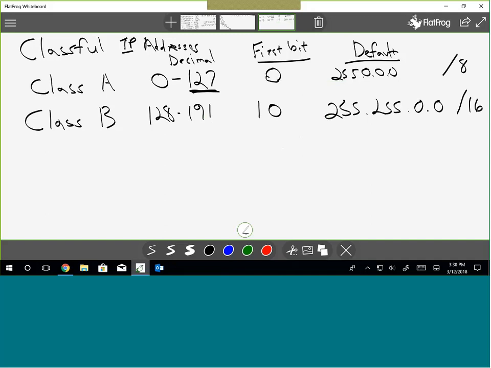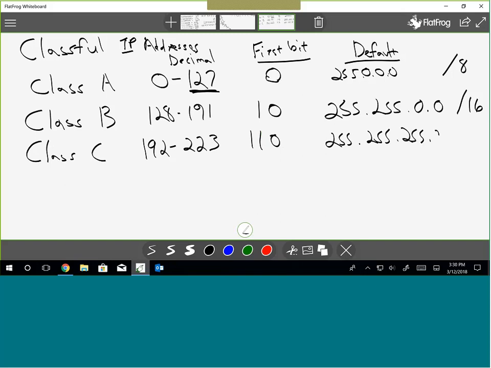Class C is 192 to 223. It starts with a 110 and has a mask of 255. Actually, I think my handwriting's better on this board than it is in real life.